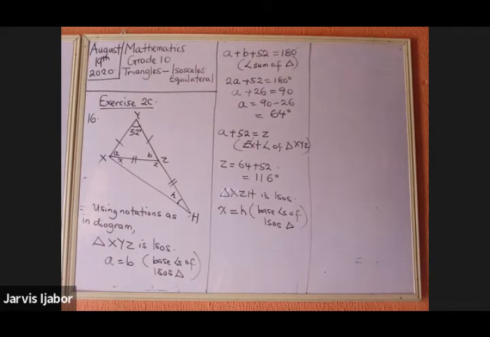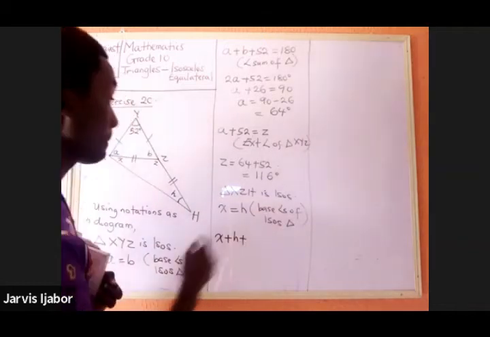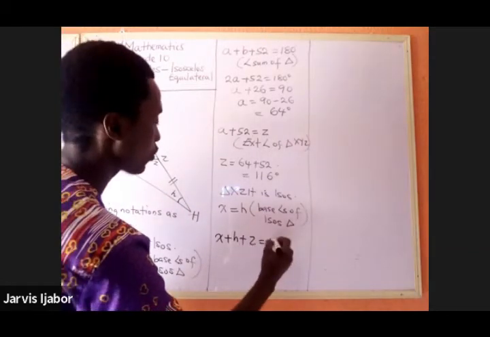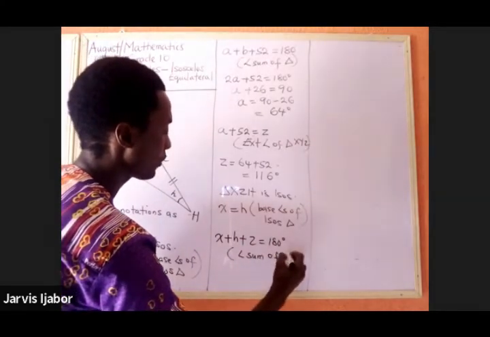So what do we do next? With that, we will be able to use our other description to find out what. Right. So with this, we know that x plus h plus z will be equal to 180 degrees. What's the reason? Angle sum of triangle. The angle sum of triangle will give us that.